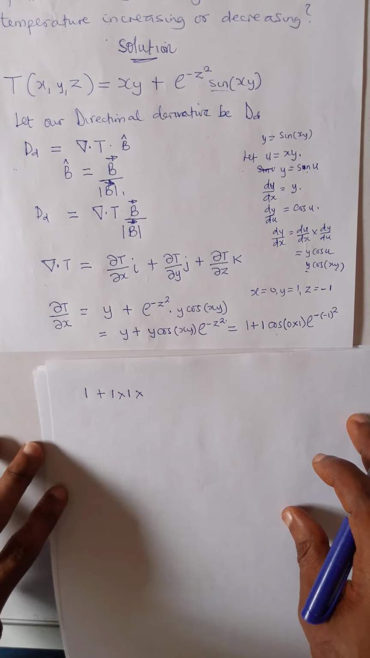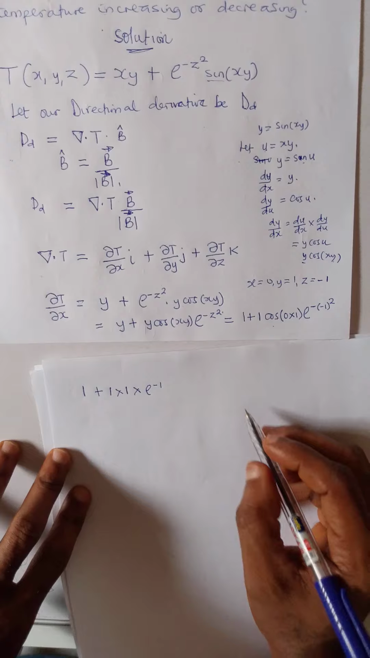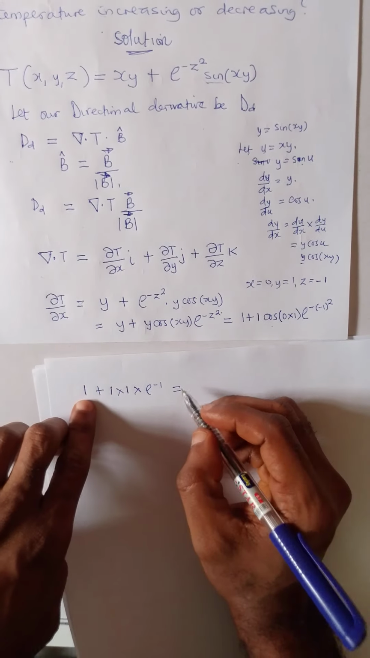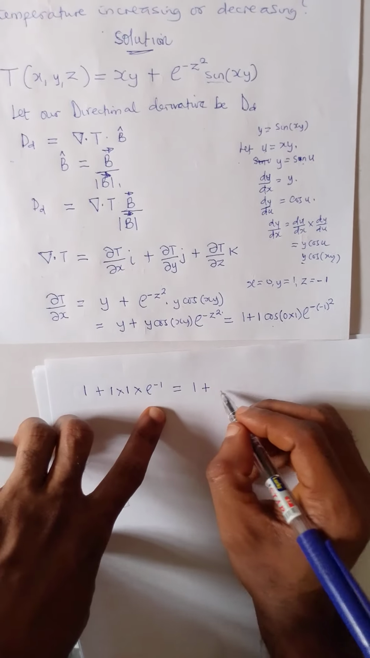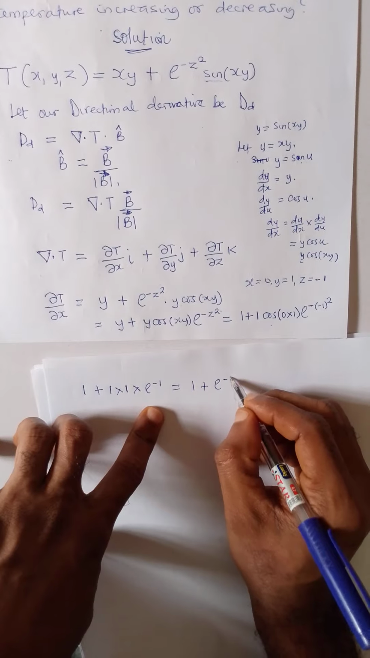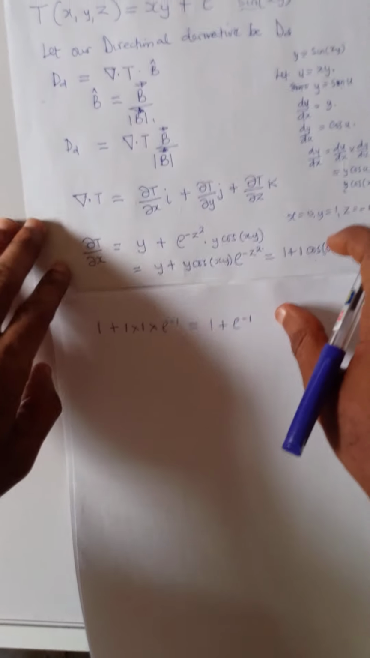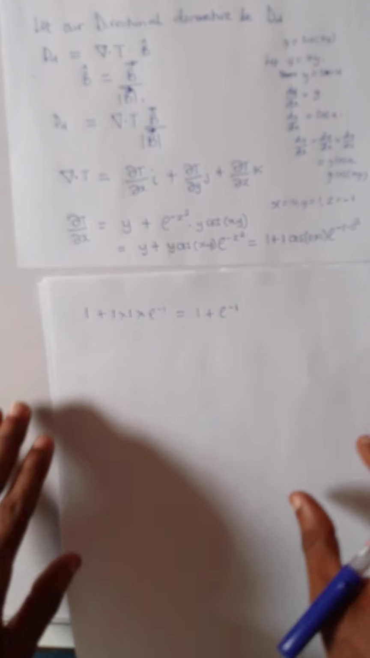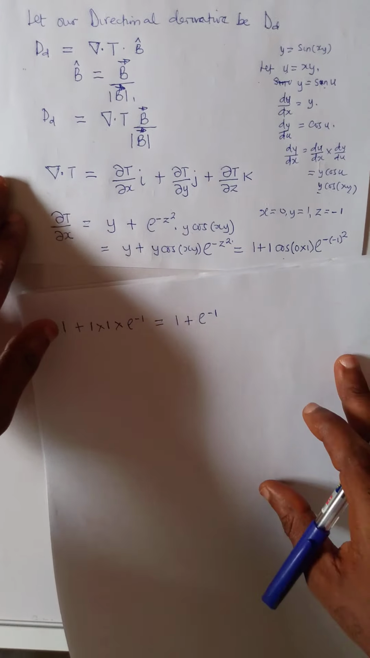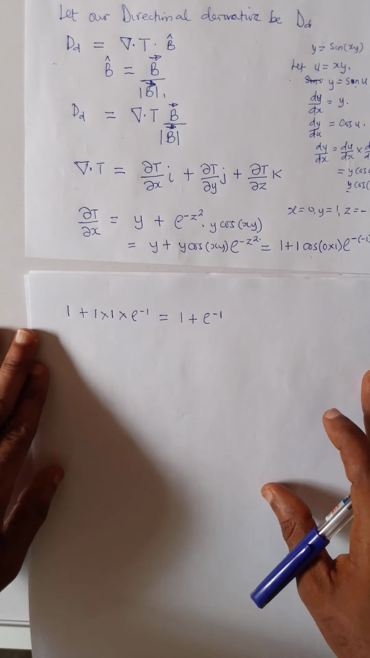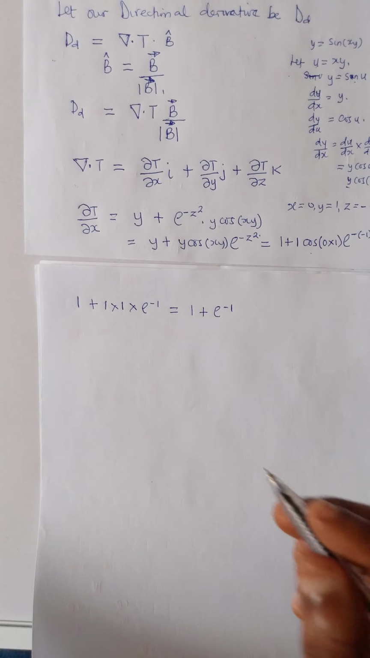Exponent minus 1 gives us, so this one will be times exponent minus 1. Okay, so our answer will be 1 plus 1 times 1 is 1 times exponent minus 1, so exponent minus 1. So that is the value we have when we differentiate t with respect to x partially. So we are done with that.